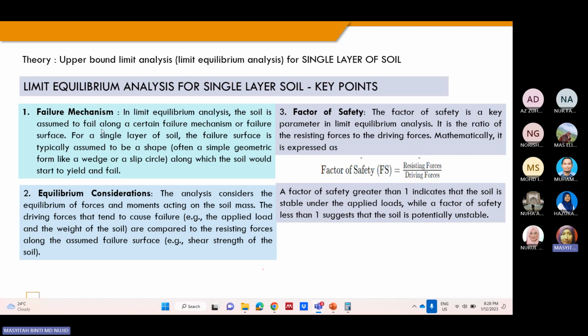After this, you will see the definitions or the statement mentioned here. What is the meaning of the certain failure mechanism? For example, in a single layer soil, the failure surface is typically assumed to be a shape, which is often a simple geometric form like a wedge or slip circle, along which the soil would start to yield and fail. The next is equilibrium considerations. So the analysis considers the equilibrium of forces and moment acting on the soil mass. So the driving forces that tend to cause failure, for example, applied load and the weight of the soil, are compared to the resisting forces along the assumed failure surface.